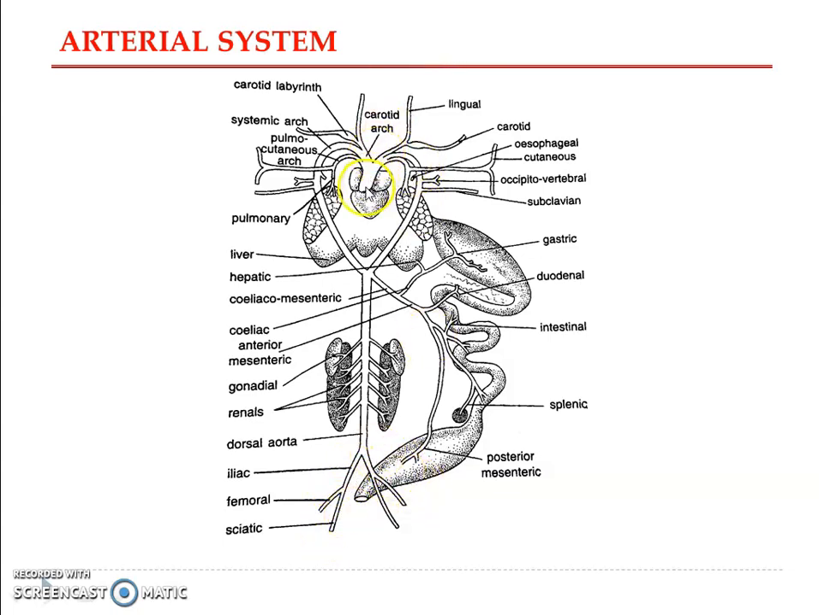So the truncus arteriosus emerges from the anterior end of the ventricle. Then it divides into two. Each of the common trunks divides further into three. The carotid artery supplies the head region. The common carotid divides into two, the external and the internal.